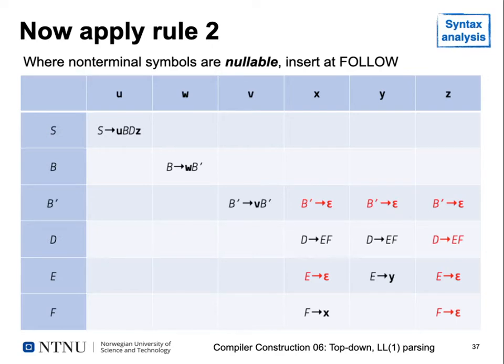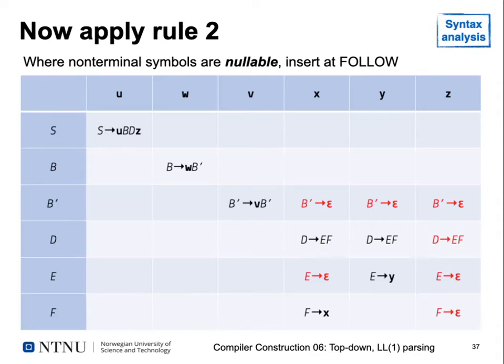Applying rule 2 means that whenever a non-terminal symbol is nullable, we need to insert this at the follow sets. So essentially what we have here is we need to add these productions here at the follow sets. So if we have one of these characters here in our follow set, we add the production going to epsilon here, and these productions here. And for D, we need to go to D to EF because there's no other production, but we know it can ultimately lead just to an epsilon.